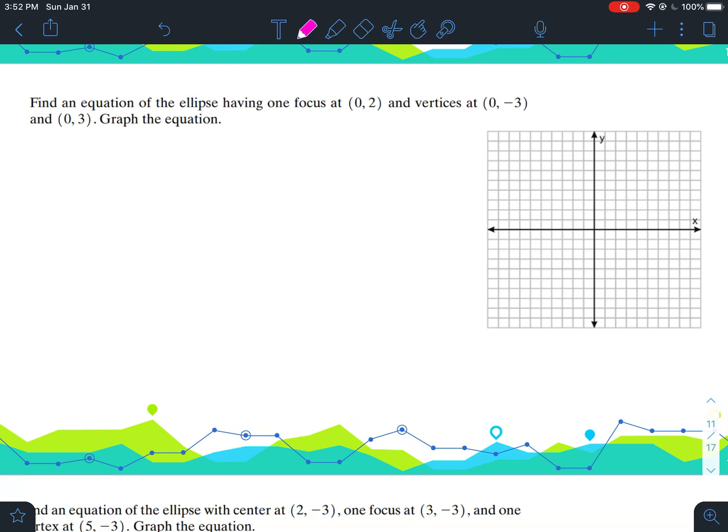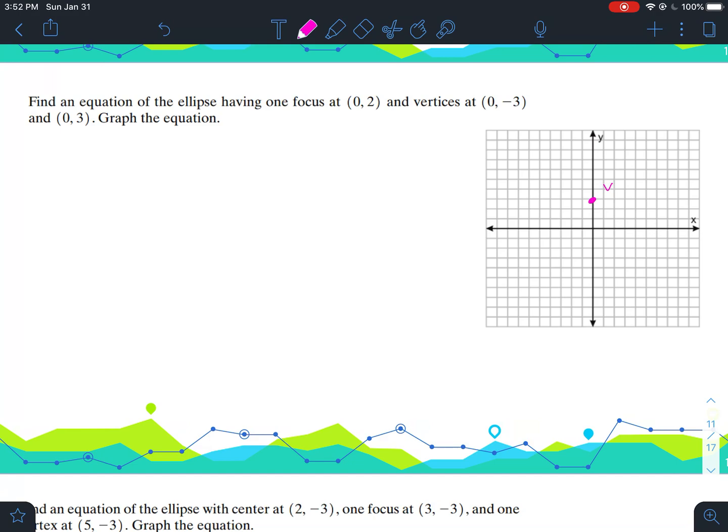Okay, we have vertices at 0, 3 and 0, negative 3. So we know it's going to be an up and down ellipse, and it has a focus at 0, 2. So there's a focus. Well, we're going to have x squared over a squared plus y squared over b squared equal 1. And we know the b is going to be bigger. So to find the foci in this case, we're going to take b squared minus a squared equals c squared, where b is greater than a.